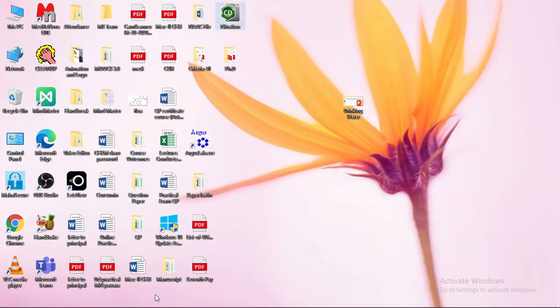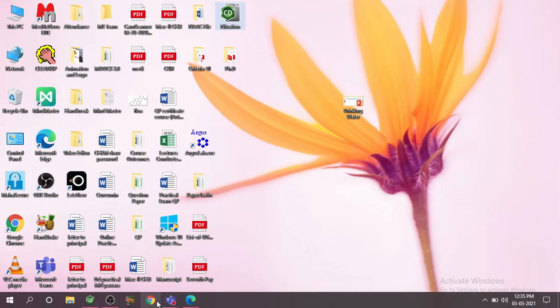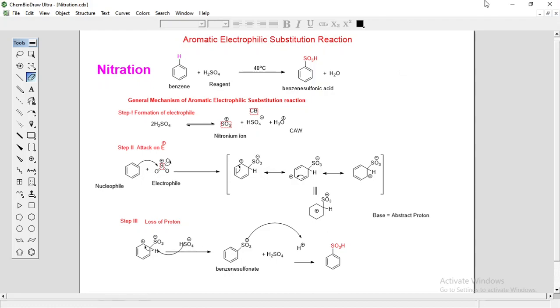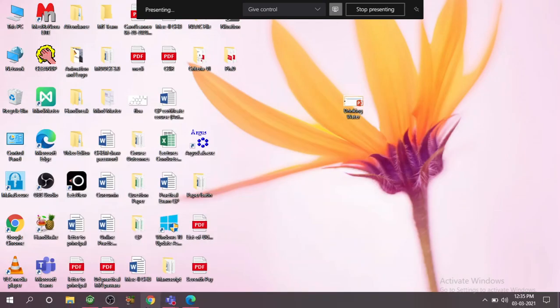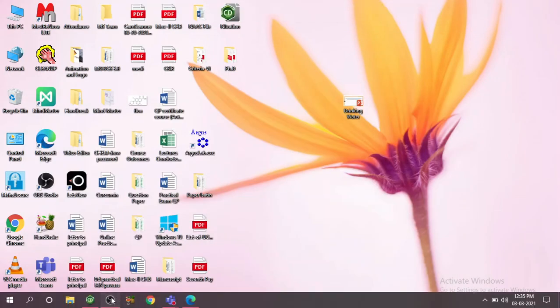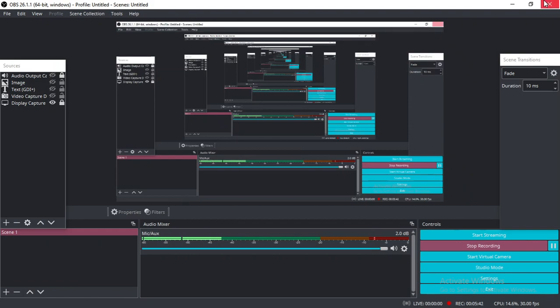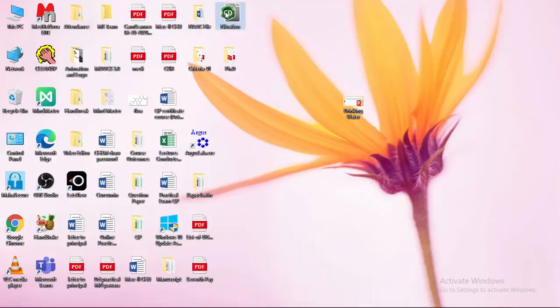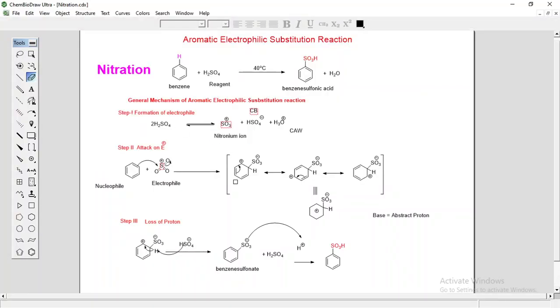Okay, I am continuing that. So we are talking about the second step, that is attack on electrophile. So in the second step, what happened? Your benzene ring.